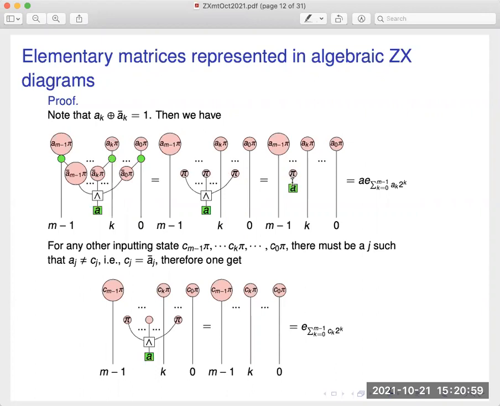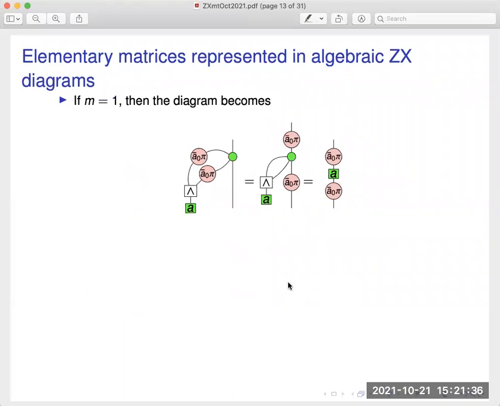This scalar is just A. So basically, you have this column vector, and this is exactly the ith column. For the other inputs, you just have the usual unit vectors. You can check by the standard basis that this is exactly the diagram which represents the elementary matrix.